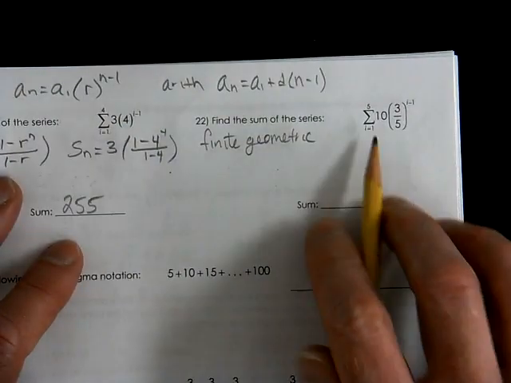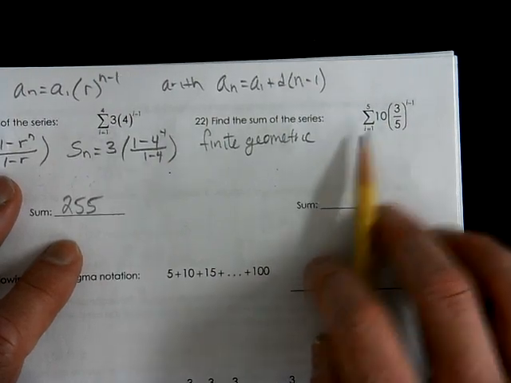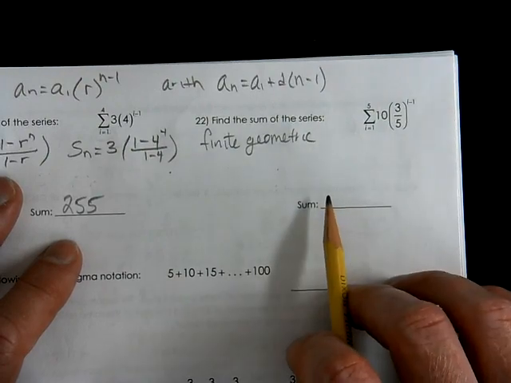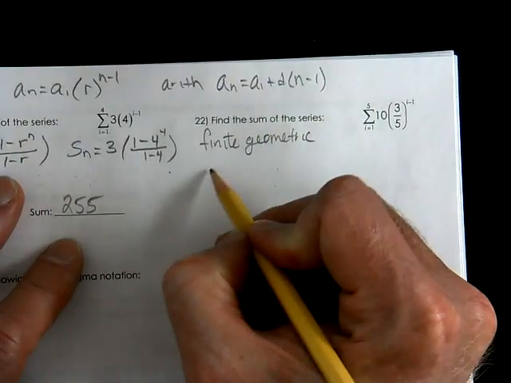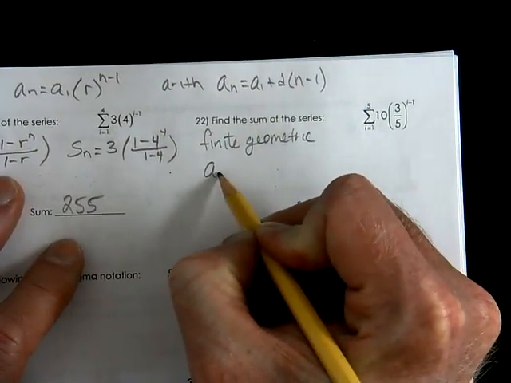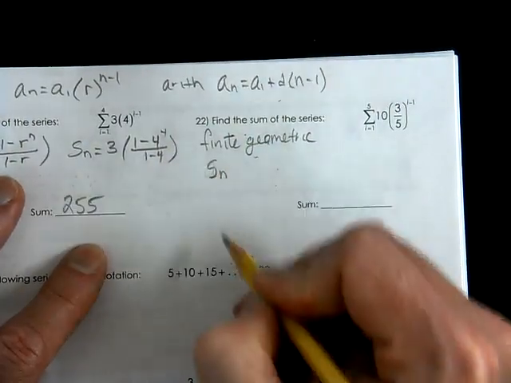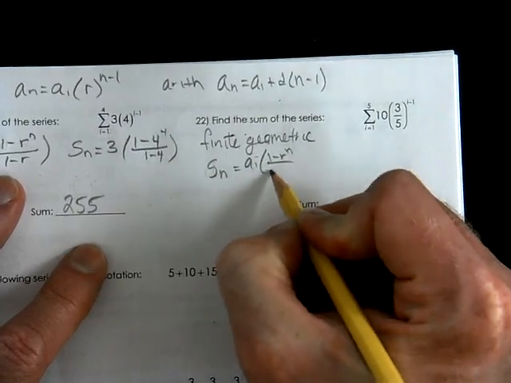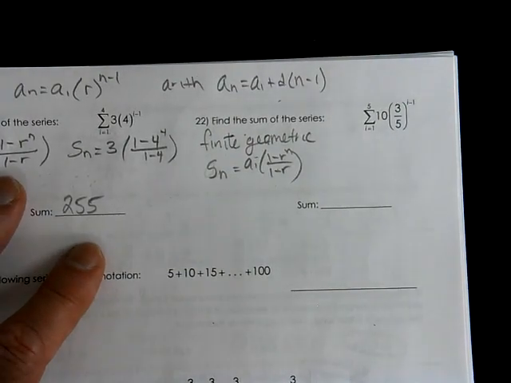Finite geometric, we could plug a 1 in, then a 2, and a 3, and a 4, and a 5, and we could add those 5 terms together, and we'd have our sum. Or we can use the rule. It would be S of n, because it's a sum. a sub 1, the first term, times 1 minus r to the nth power, over 1 minus r. There's our rule for a finite geometric series.